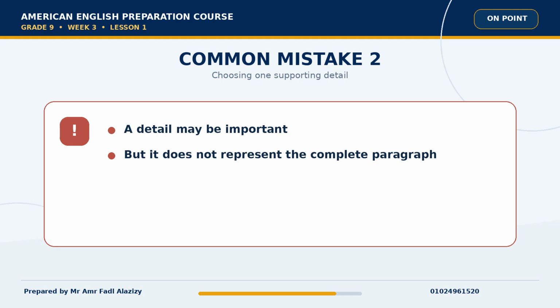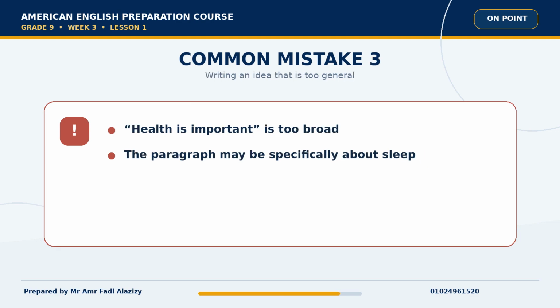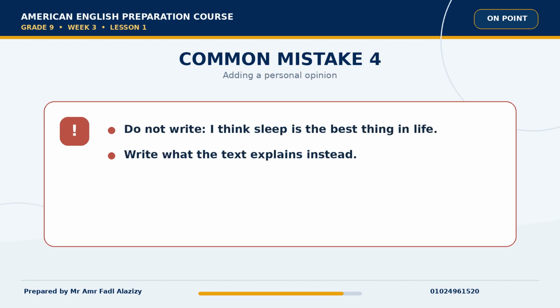The third mistake is writing a main idea that is too general. For example, health is important. This idea is too broad for a paragraph specifically about sleep. The fourth mistake is adding your personal opinion. The main idea must represent the author's message, not your own feelings. Do not write, I think sleep is the best thing in life. Instead, write, the text explains that enough sleep supports teenagers' health and learning.